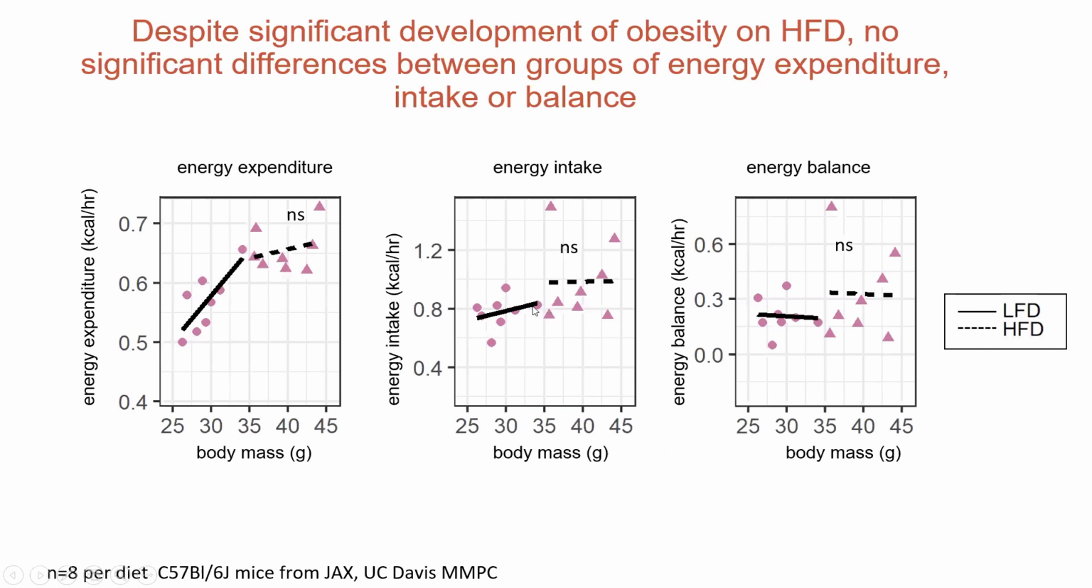Energy intake is slightly more straightforward. They are eating a little bit more, but it's not significant, just like energy expenditure. And in energy balance, the high-fat diet mice are in fact ever so slightly higher, but this is not a significant effect either. These data are noisy.